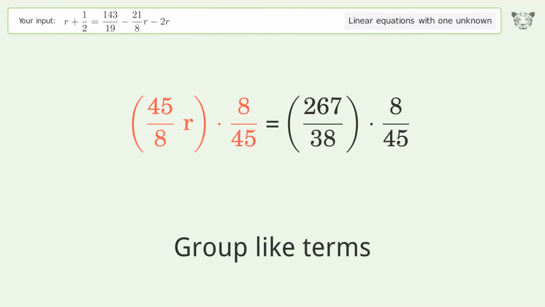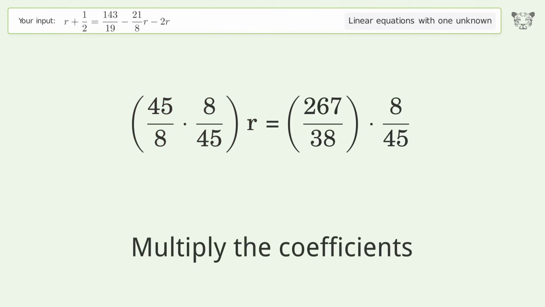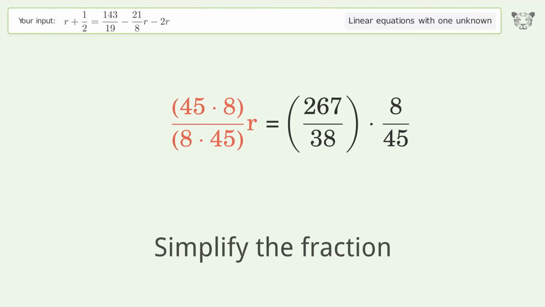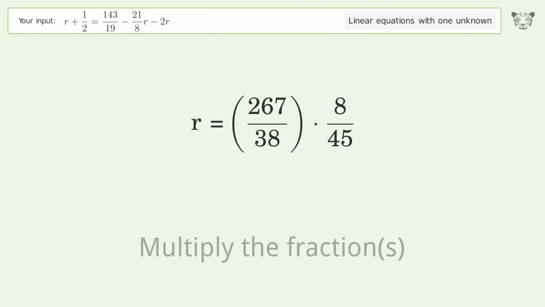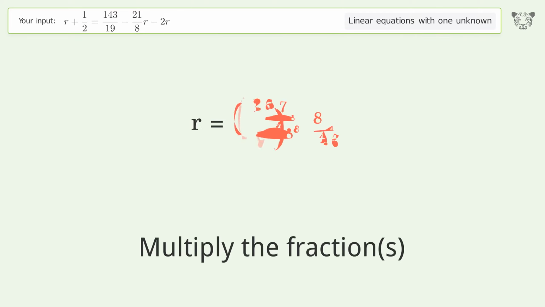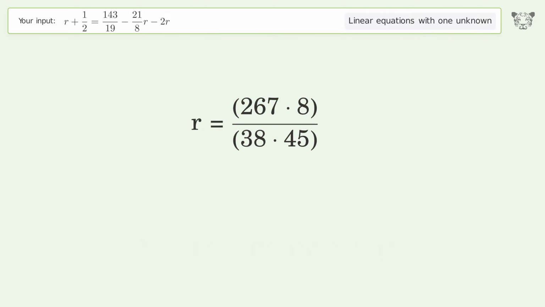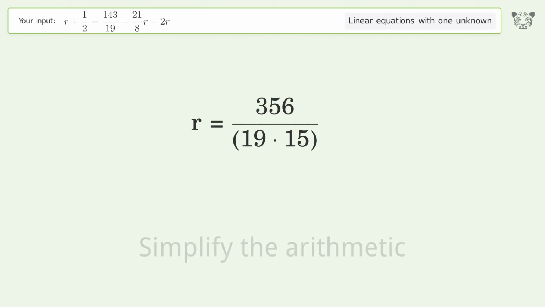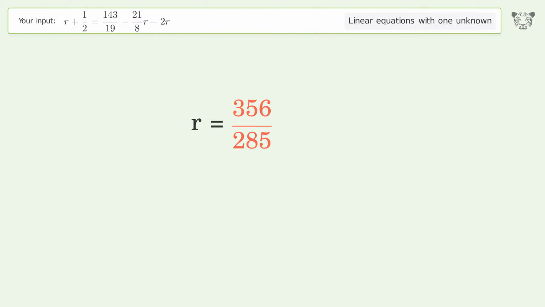Group like terms. Multiply the coefficients. Simplify the fraction. Multiply the fractions. Simplify the arithmetic. And so the final result is r equals 356 over 285.